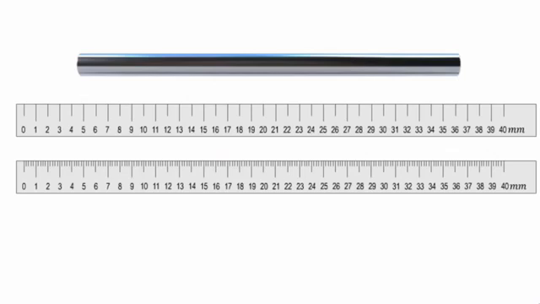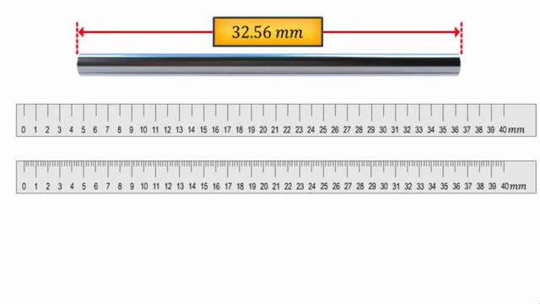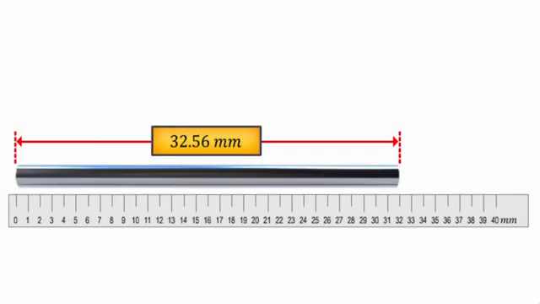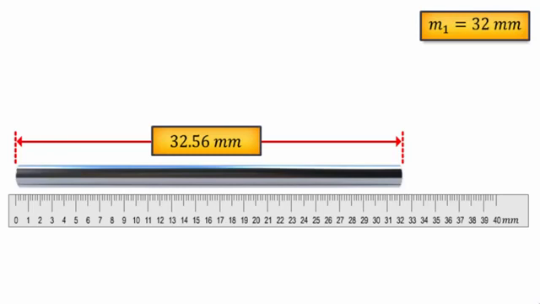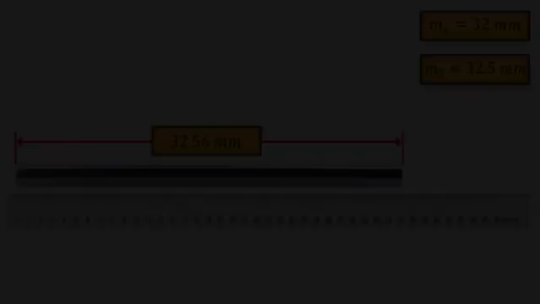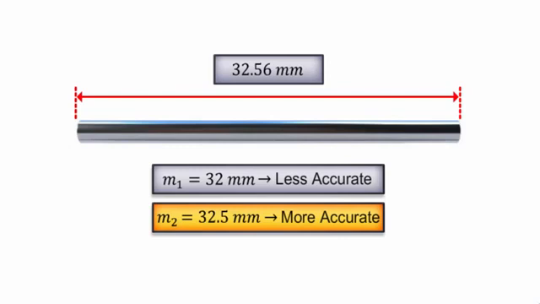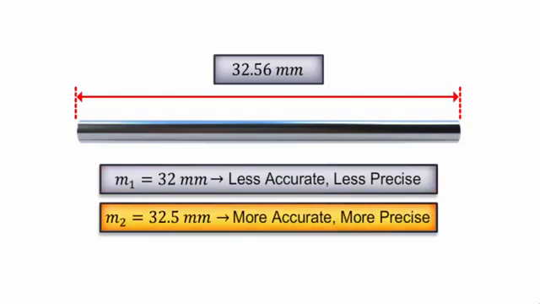Take, for example, an object whose absolute length is 32.56 millimeter measured using 2 different instruments. Using the first instrument with a resolution of 1 millimeter, we obtain the measurement as 32 millimeter. Let us call this measurement M1. Using the second instrument, with a resolution of 0.1 millimeter, we obtain the measured value as 32.5 millimeter. Let us call this M2. Here, M2 is more accurate as it is closer to the object's true value than M1. Also, M2 is more precise as the resolution of the instrument used is greater than that of the first one.